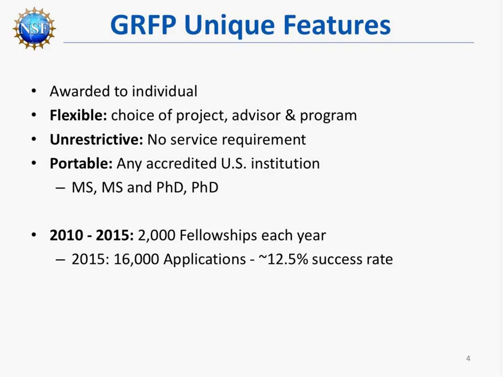You could also take your fellowship and say after 1 year, okay, I started my graduate work at this institution, but I feel that I could be even more productive at a different institution. So you could take your GRFP fellowship and move from institution A to institution B. It means that you conduct your research at an accredited U.S. institution, and your research-based graduate degree has the goal to get a master's degree or a PhD degree.